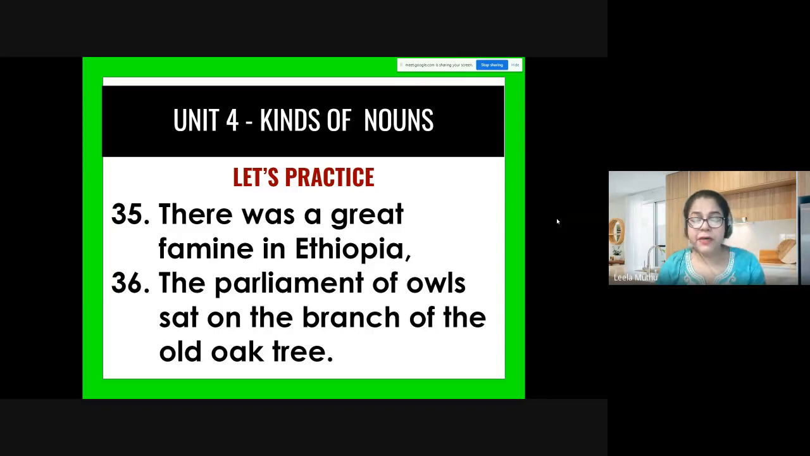The Parliament of Owls sat on the branch of the old oak tree. Many nouns here. Parliament is a collective noun. Owl, a Parliament of Owls sat on the branch. Branch is a common noun. Old oak tree is a common noun.